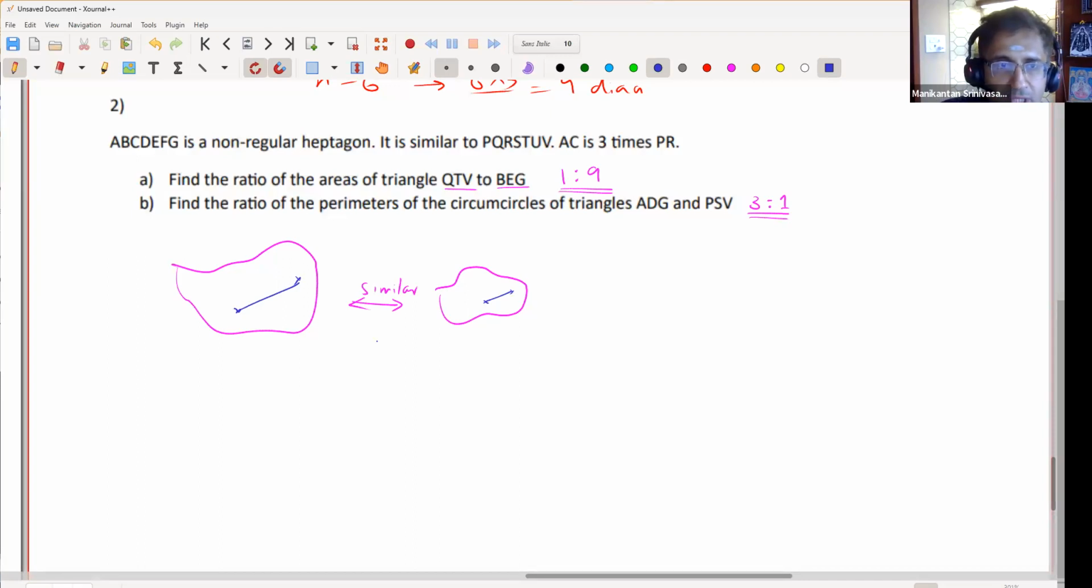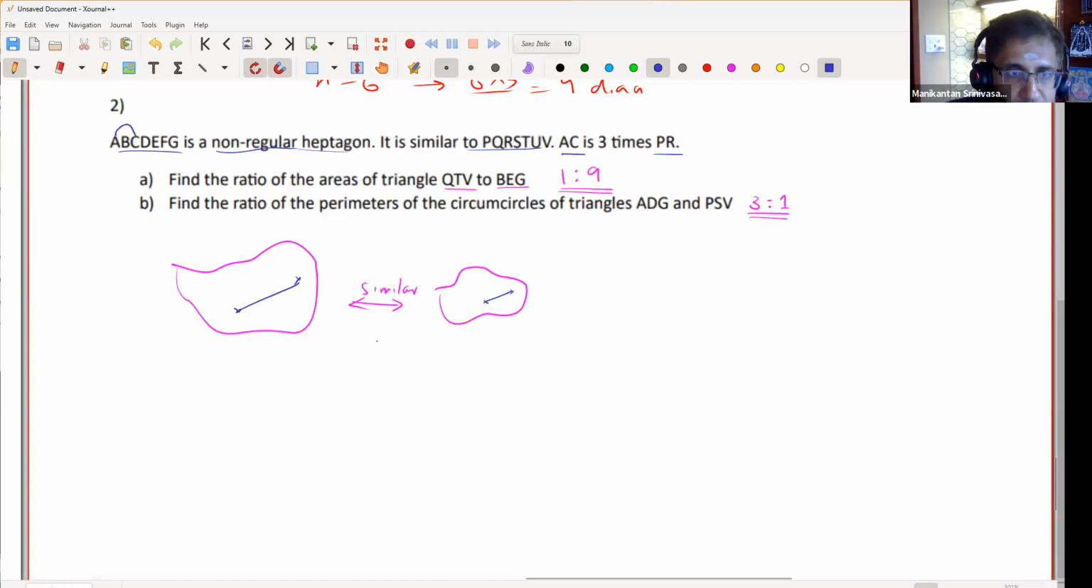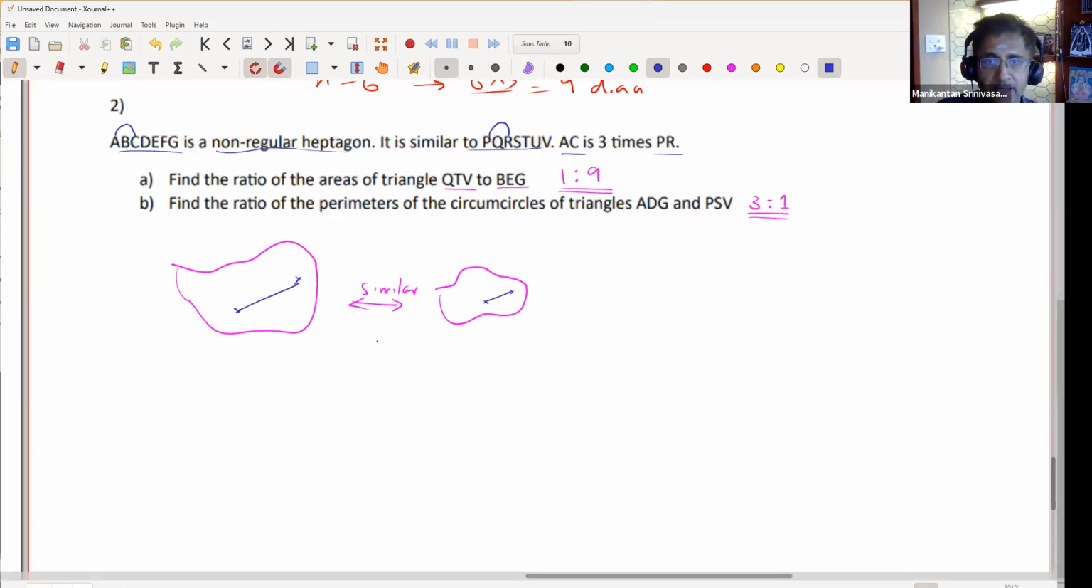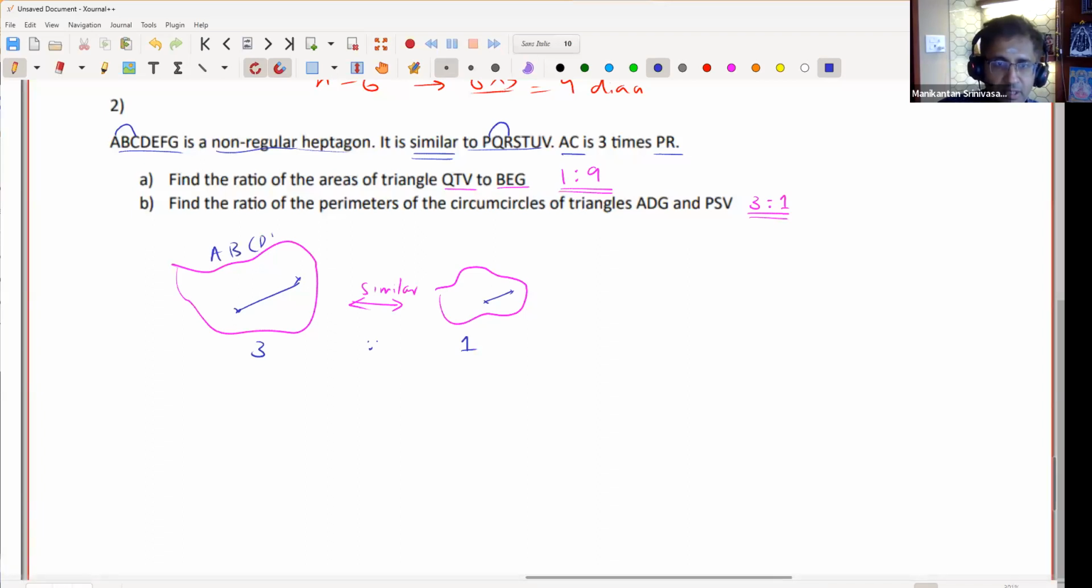So by that same logic, these two are some random heptagons. I've given non-regular just to make sure that people don't assume anything, right? But the thing that matters is AC corresponds to PR. A to C is 2 apart. P to R is also 2 apart. It's similar, it's given. So the scale factor is 3 is to 1. So this is the first figure and this is the second figure. Obviously, I've not drawn a heptagon here, but let's say this is the heptagon A, B, C, D, E, F, G. And this is the other one, P, Q, and so on.